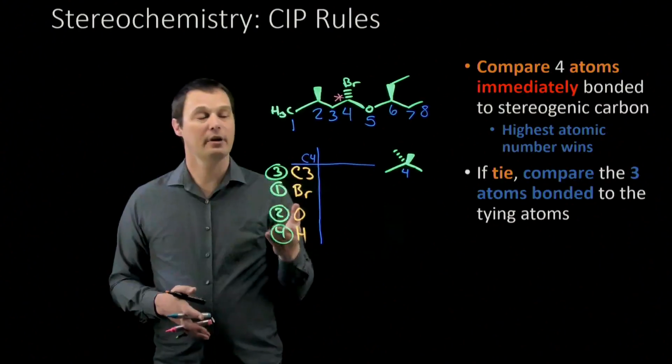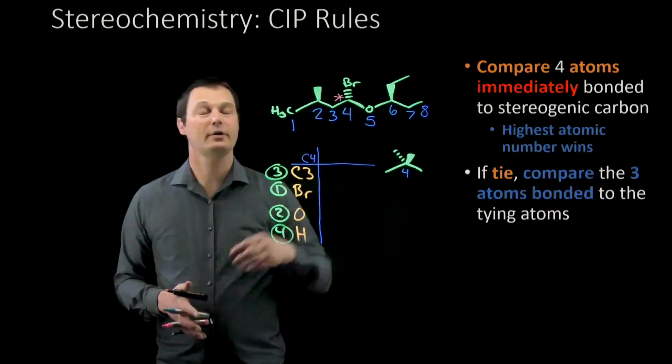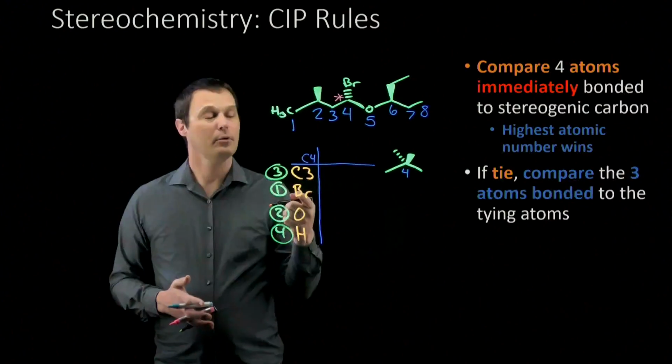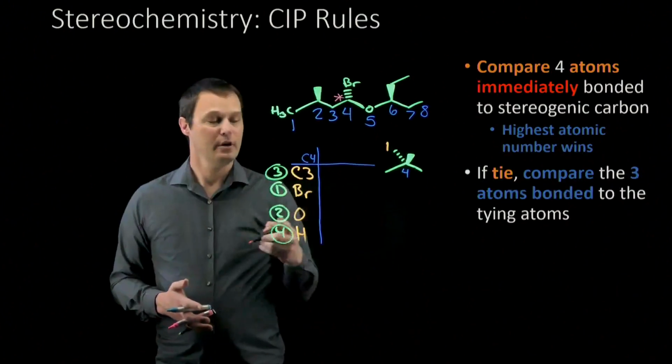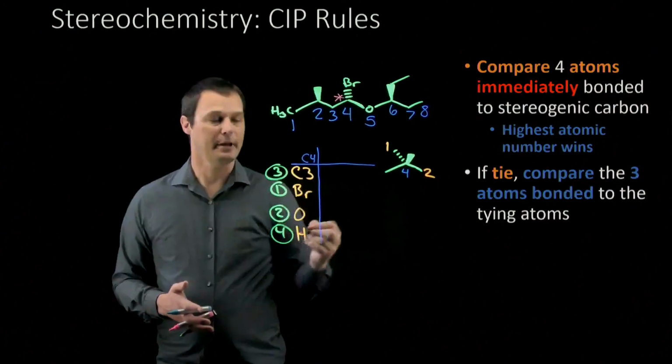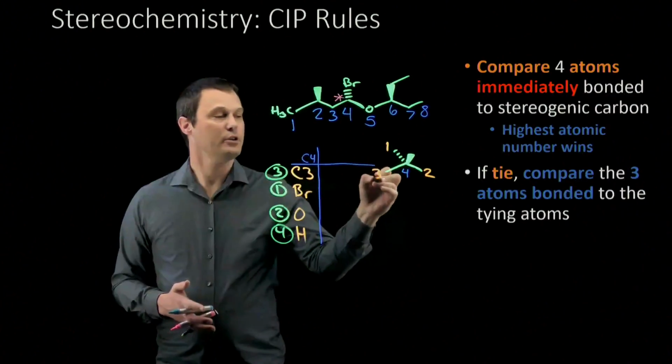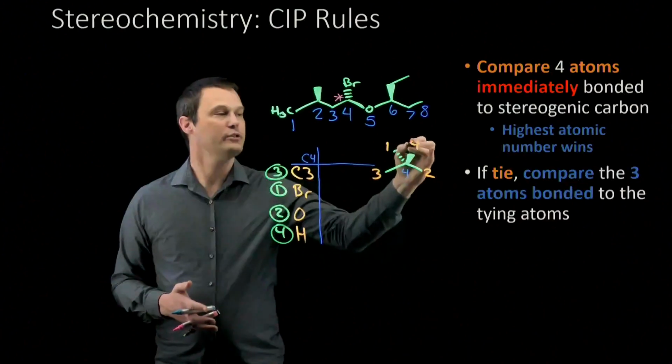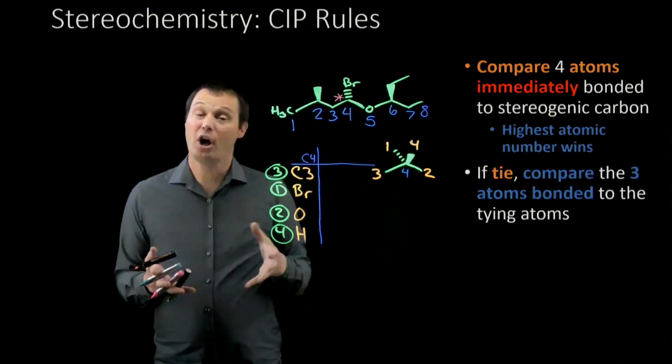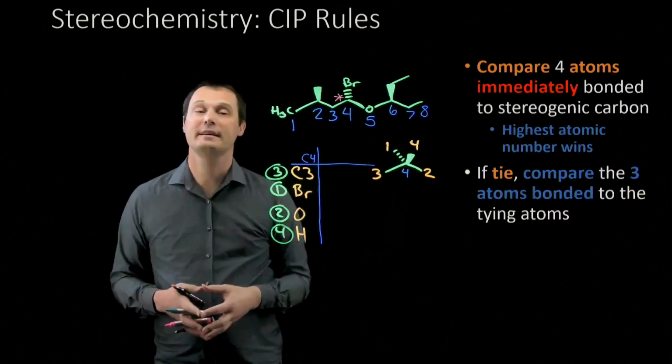Now that we have the priority numbers, we can put those priority numbers on the abstracted version that we drew previously. Number 1 priority is the bromine, which was on the dash. Number 2 priority was the oxygen, which was in the plane. Number 3 priority was the carbon, which was also in the plane. And the number 4 priority was the hydrogen, which was implied to be on the wedge. And that's all we need to do to apply the CIP rules to prioritize these 4 groups.